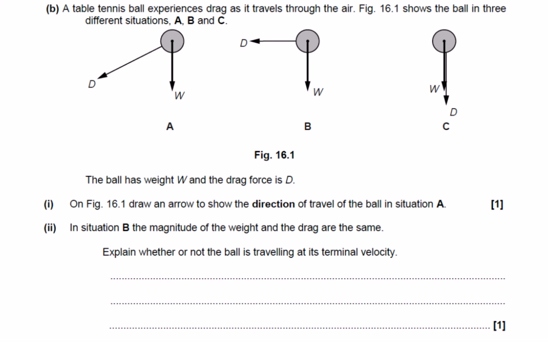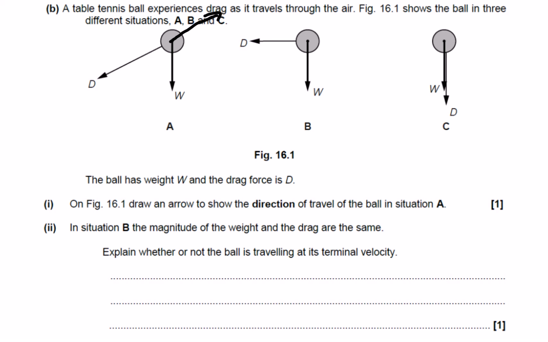So the direction of travel is going to be opposite to the drag force, because the drag force is always going to be opposing its motion. So here we go. I would come in and I would draw an arrow going off in that direction there.